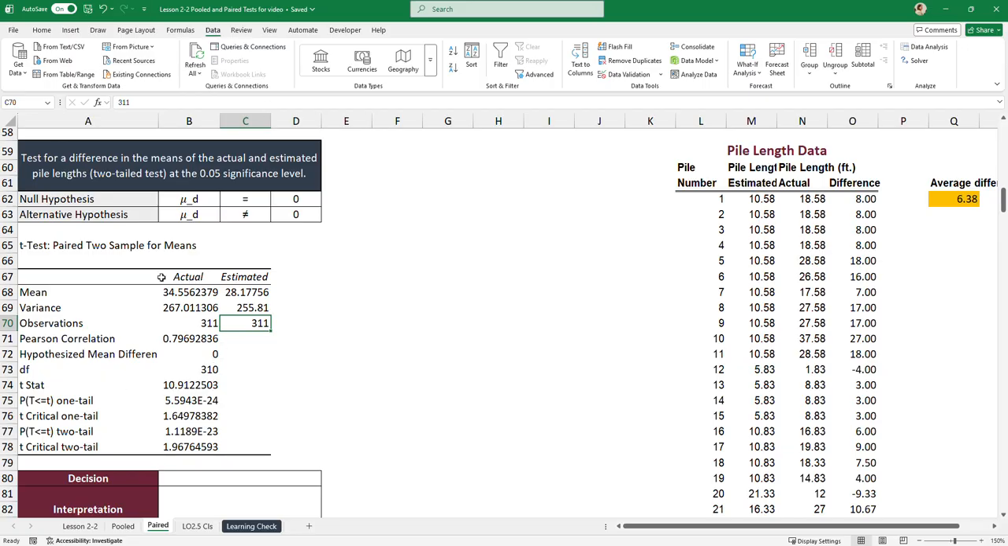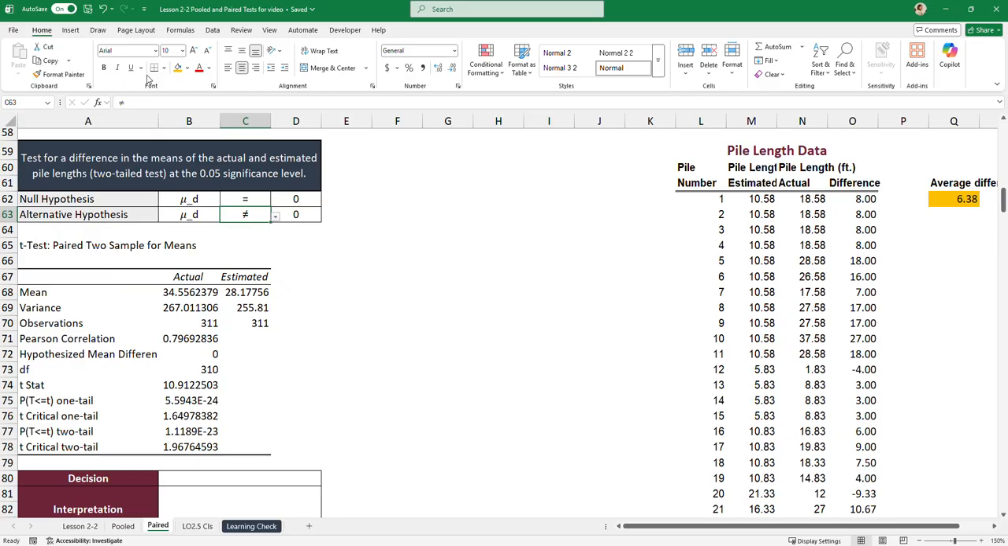Finally, just like for our other type of tests, we need to look at the p-values. We have two of them, one tail and two tail. You would choose one tail if the alternative is greater than or less than. Here, our alternative was not equal to, so that means we look at the two-tail option.